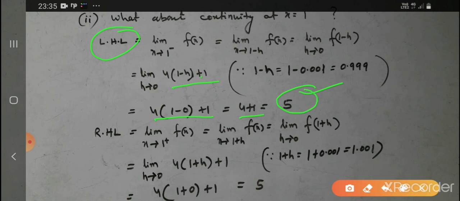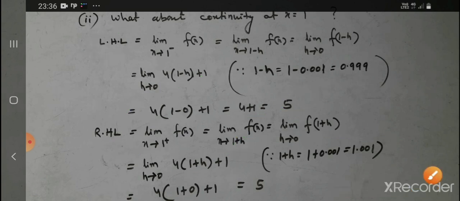Again we have to find the right hand limit. So right hand limit is limit of f of x as x tends to 1 plus, just right side of 1, that is 1 plus h, a very small increase of 1. That small amount is taken as h. So x tends to 1 plus h. Then this x is replaced, and h tends to 0. So limit h tends to 0 of f of 1 plus h. So this is the right hand limit.